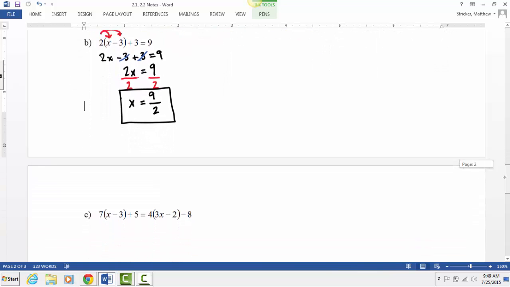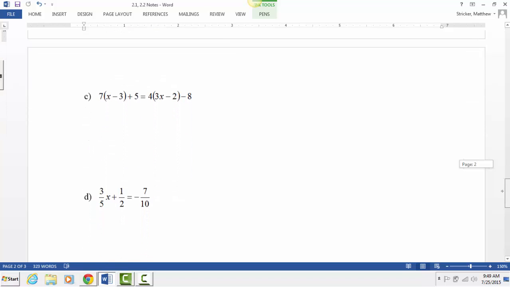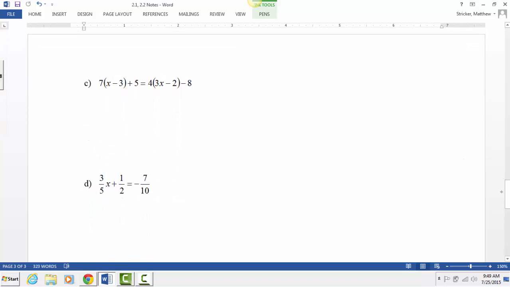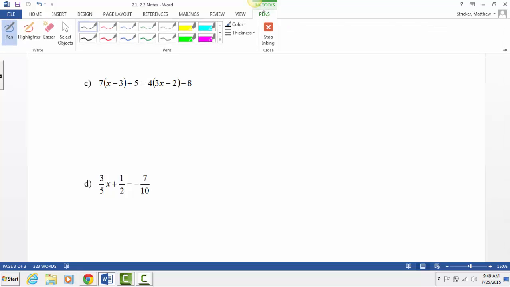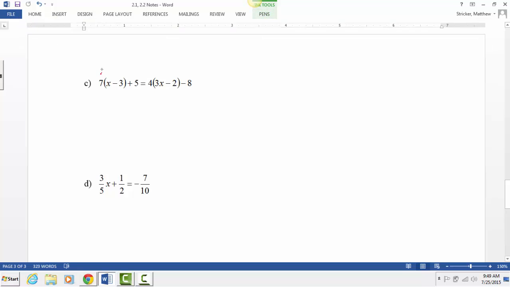Okay, moving on to another example. This is getting a little more complicated, but if we keep the same principles, it's really not all that bad. Do what we can do first. Can we distribute? Absolutely. There are 2 places to distribute in this problem.